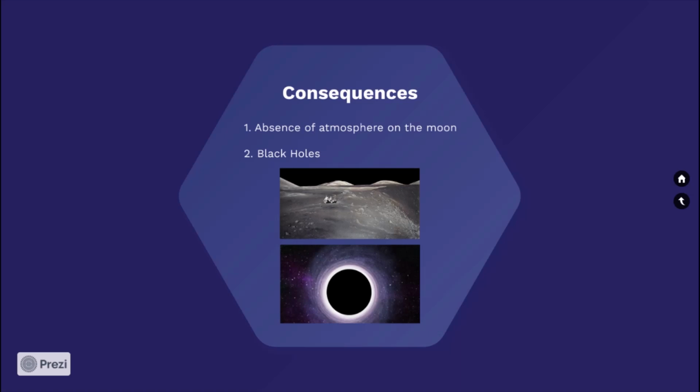First one, the absence of atmosphere on the moon. On the surface of the moon and during its regular temperature, the velocity of the gas molecules is greater than that of the escape velocity of the moon, and so they escape its gravitational field, resulting in absence of atmosphere.